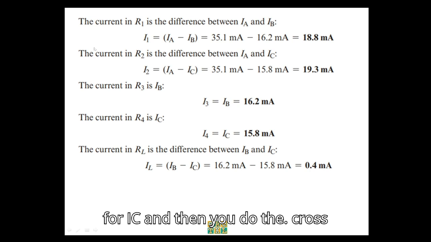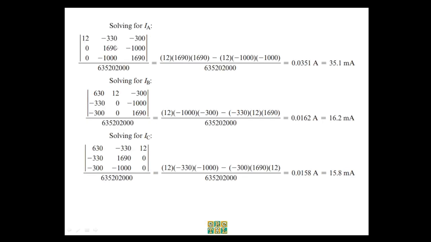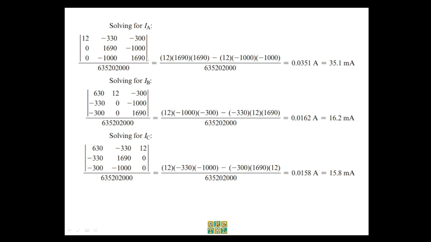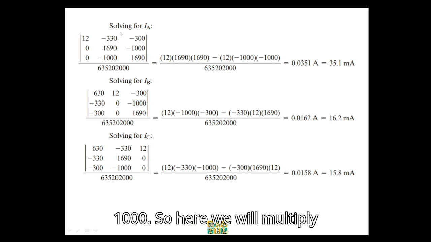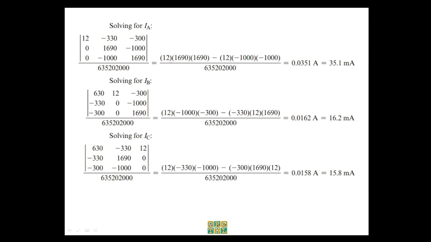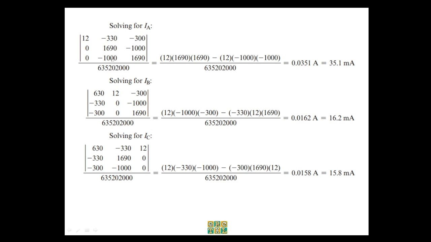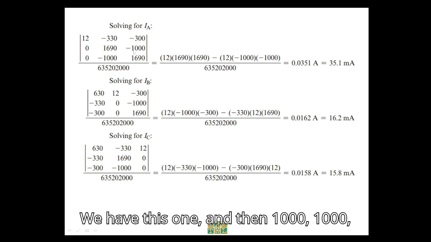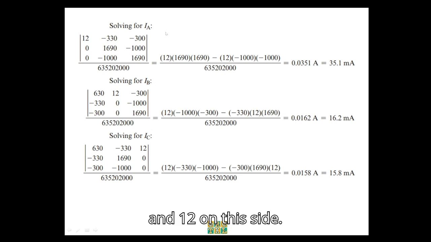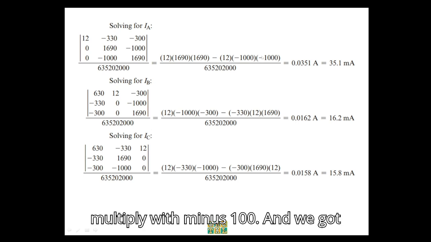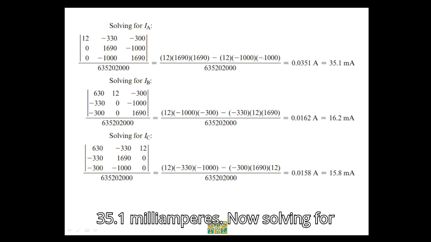And then you do the cross multiplication. So we will multiply 12, multiply with 1690, 1690, minus 12, 1000, and 1000. So here, we will multiply this, 1000 and 1000 over here. So we have this one, and then 1000, 1000, and 12 on this side. Minus 12, multiply with minus 1000, multiply with minus 1000. And we got 35.1 milliamperes.